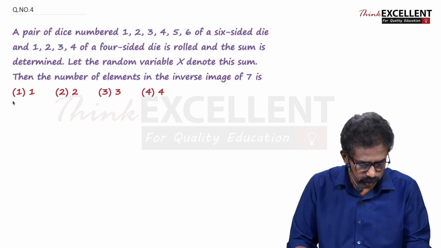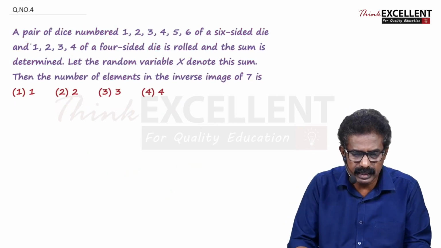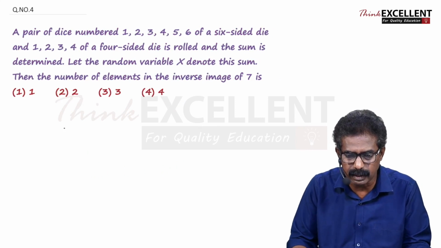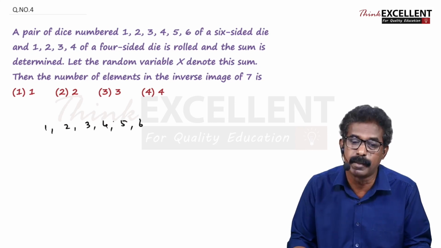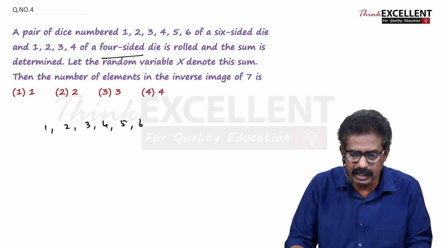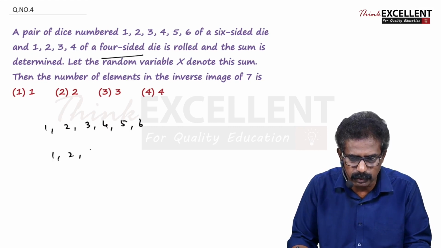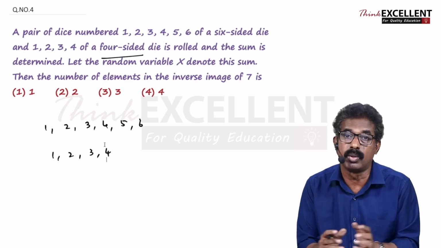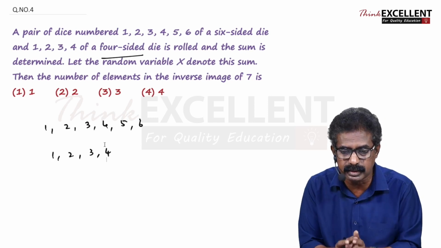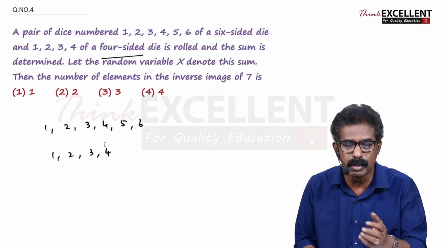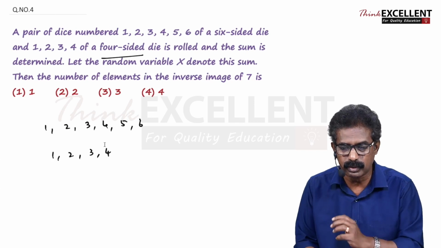Now let's move on to question number 4. Listen carefully. A pair of dice: one numbered 1, 2, 3, 4, 5, 6, it is a 6-sided die, and there is a 4-sided die, which shows 1, 2, 3, 4. Both dice you are rolling. The first die has 6 faces, the second one is a 4-sided die. You may be hearing this for the first time.